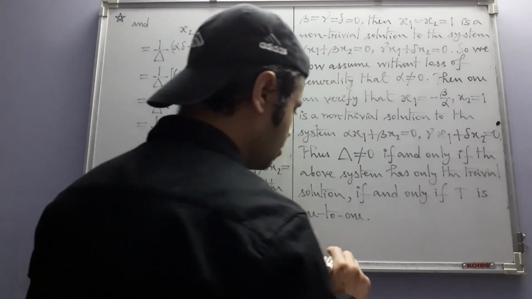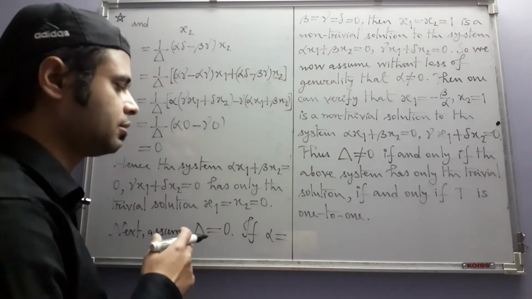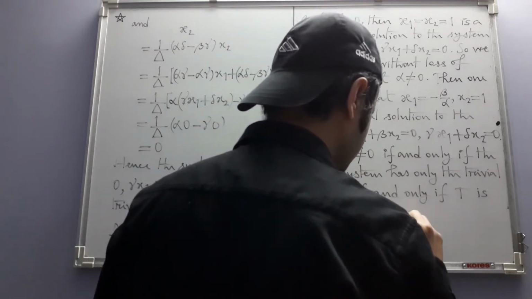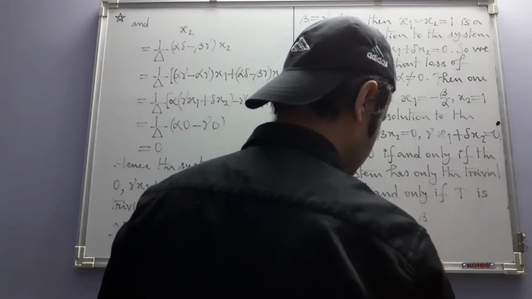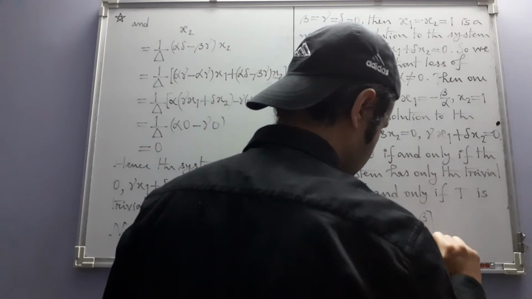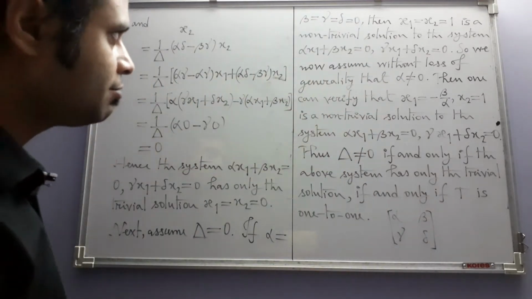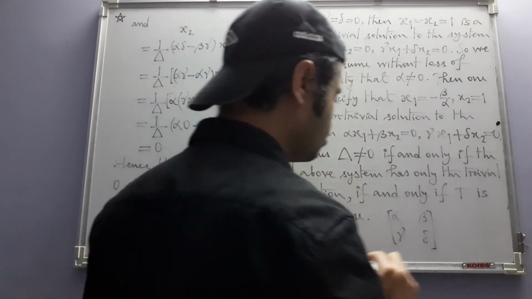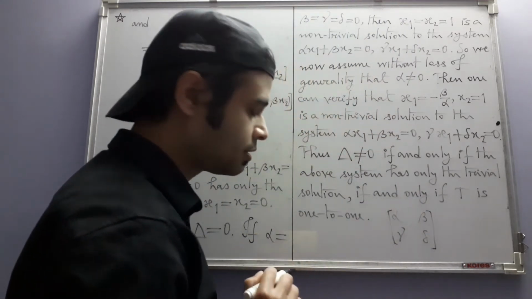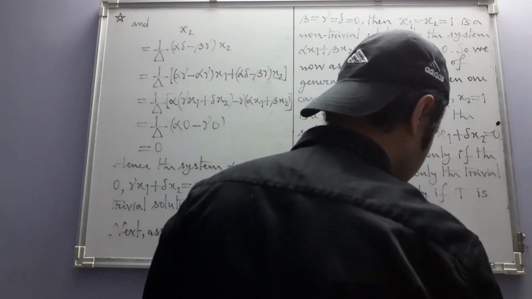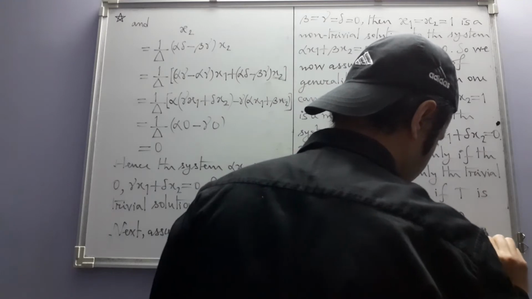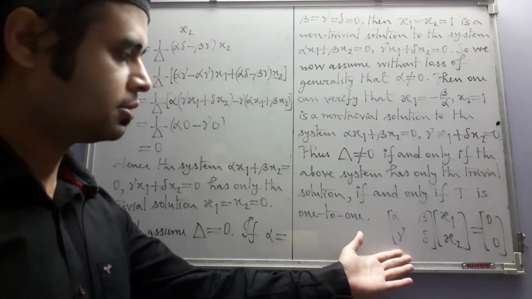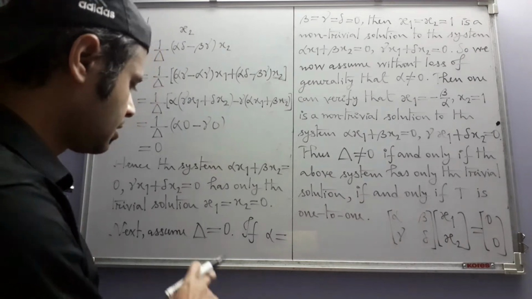Those of us who know about matrices, almost all of us know, this delta is nothing but the determinant of this matrix. If one writes this system of equations in matrix form, then instead of writing these two equations, one can at once write a single matrix equation that looks like this. This is the matrix of coefficients, and its determinant is our capital delta.